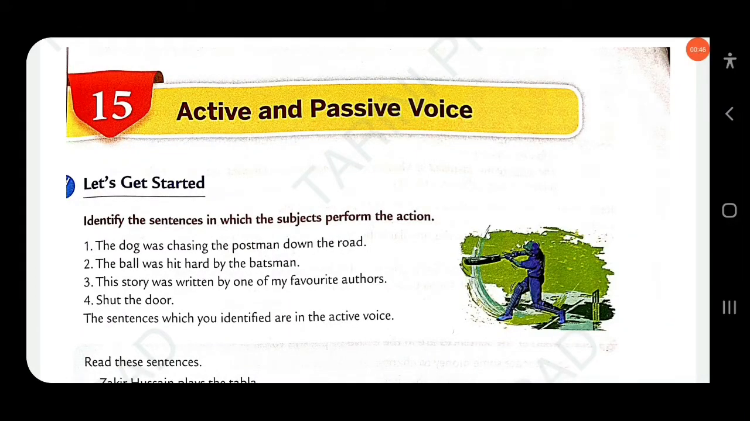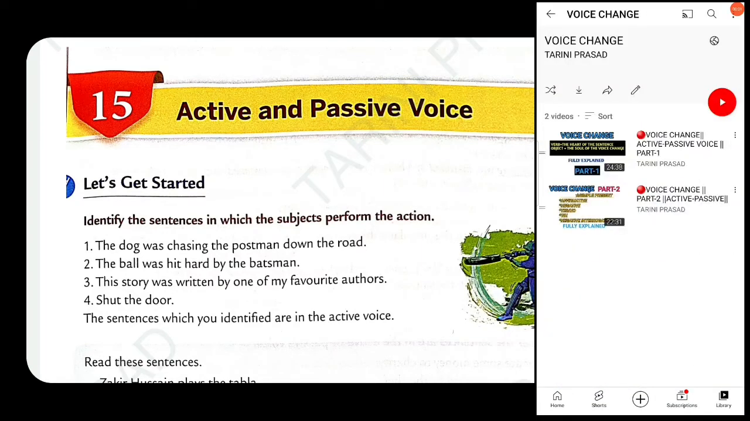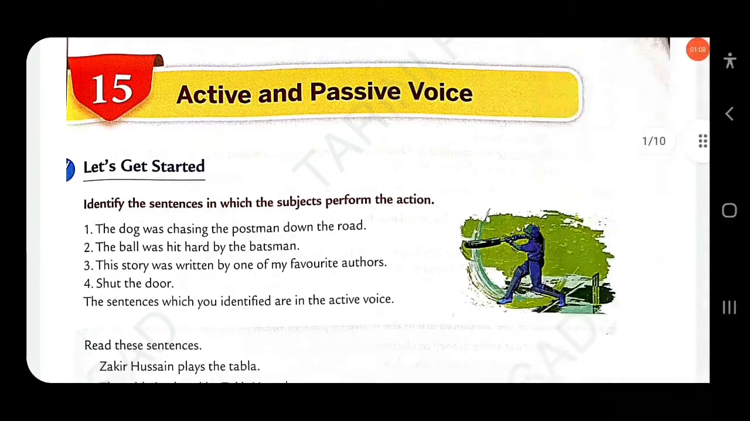In that video I discussed how to change simple present affirmative into passive, simple present yes/no into passive, simple present double-edged question into passive, and also negative interrogative into passive. Look at the screen. You can also go to the playlist section and watch. So here, let's get started.